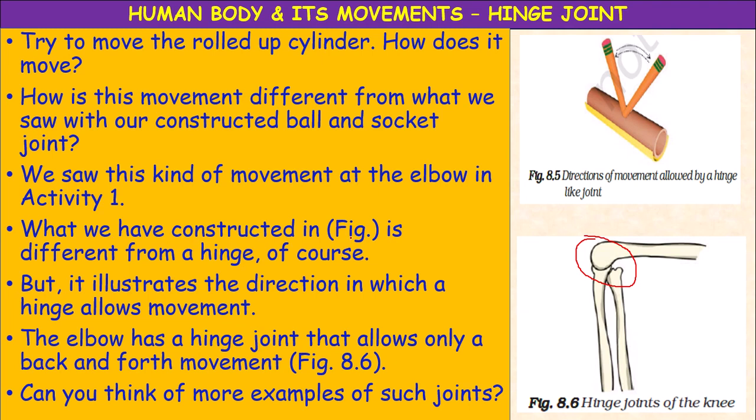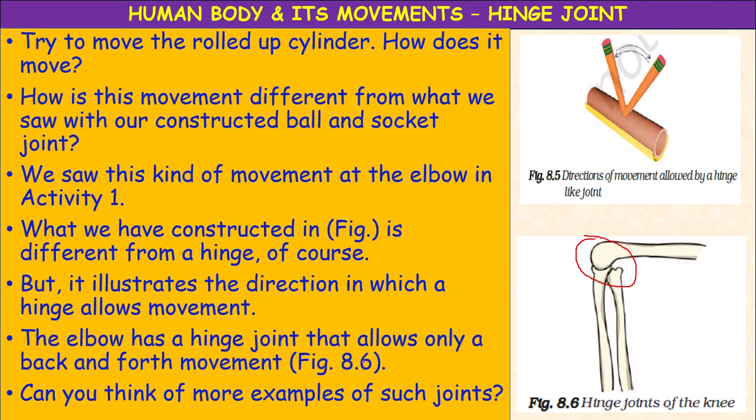What we have constructed in the figure is different from a hinge, of course, but it illustrates the direction in which a hinge allows movement. The elbow has a hinge joint that allows only a back and forth movement. Here you can see. Can you think of more examples of such a joint? Knee. Knee is another example of such a joint.